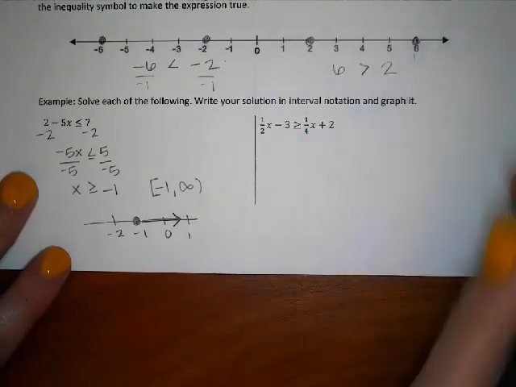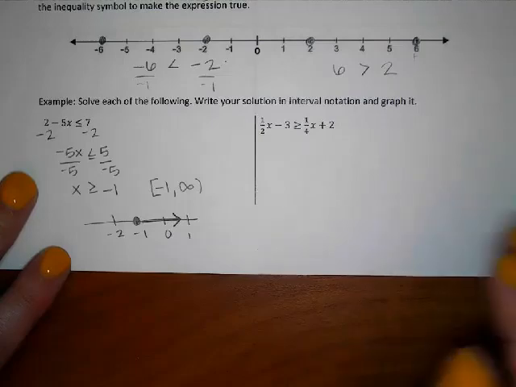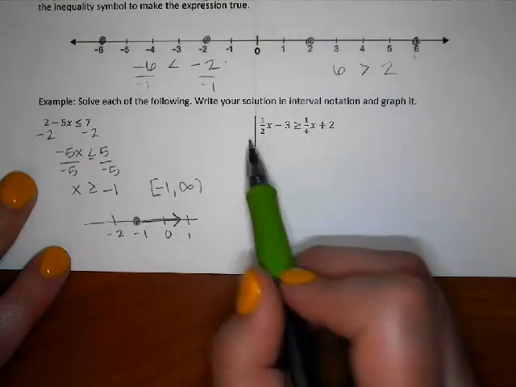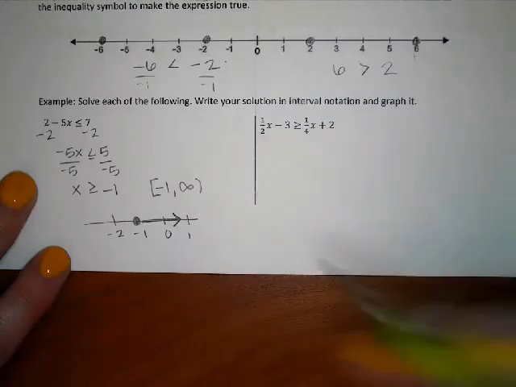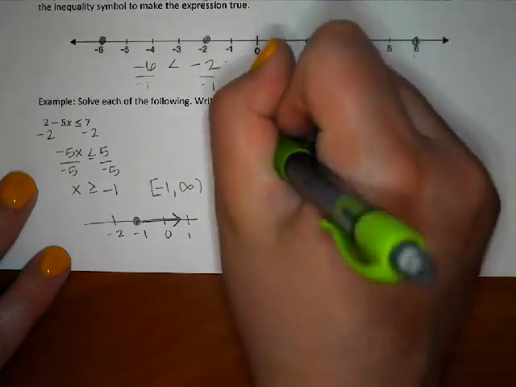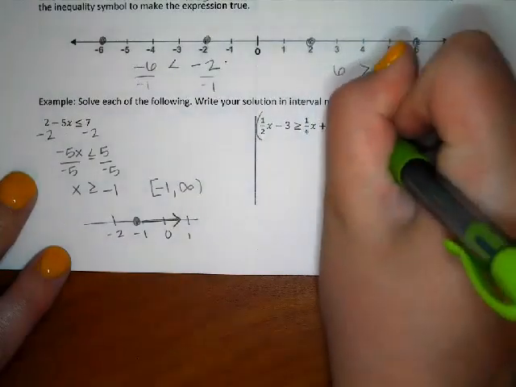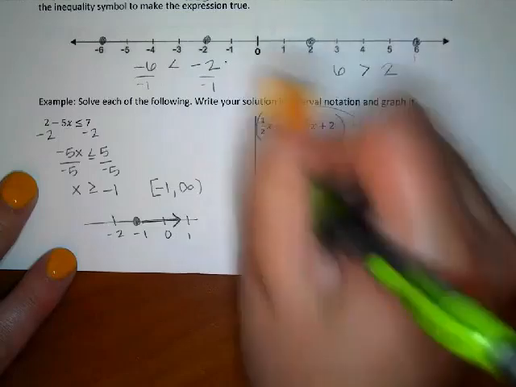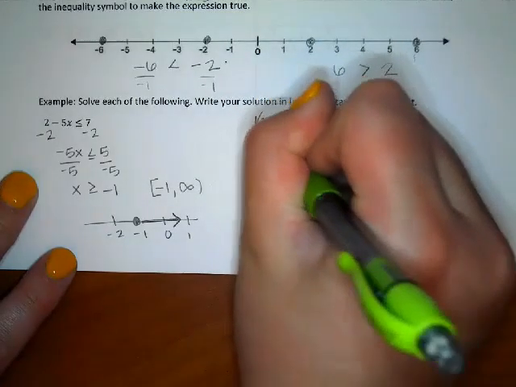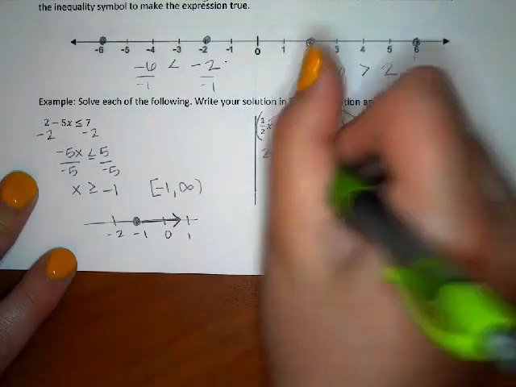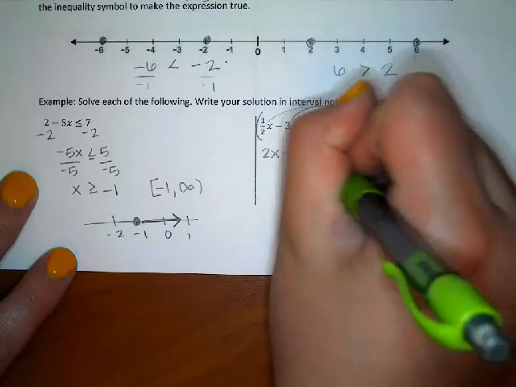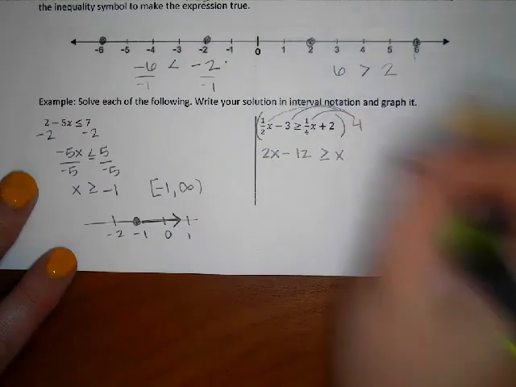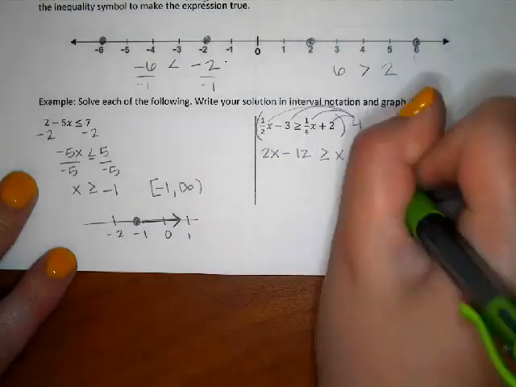Okay, for the next problem, we have some fractions. I don't want to deal with the fractions. And so I'm going to look at what a common denominator between 2 and 4 would be. And that common denominator would be 4. So I'm going to take this entire inequality and multiply every term by 4. So 4 times 1/2 x is 2x. 4 times 3 is 12. 4 times 1/4 is just 1, so just 1x. And then 4 times 2 is 8.